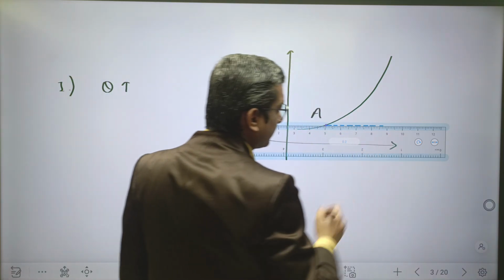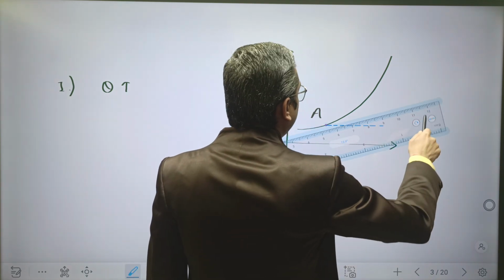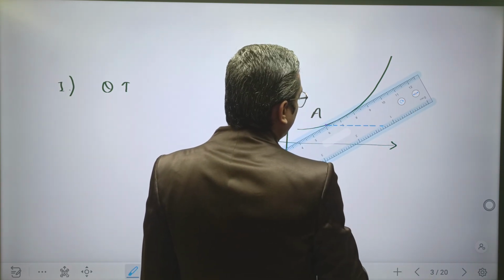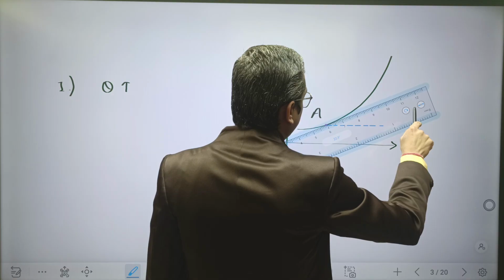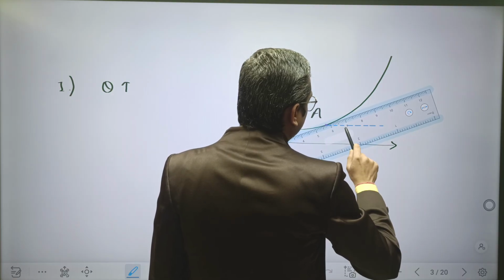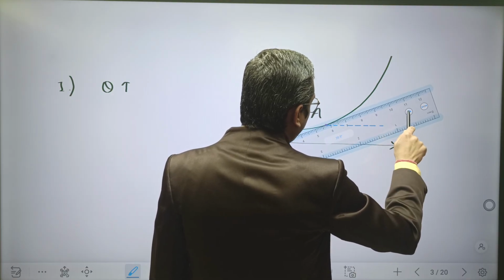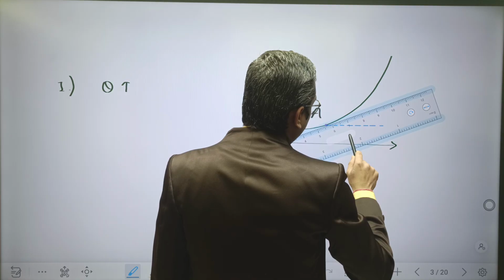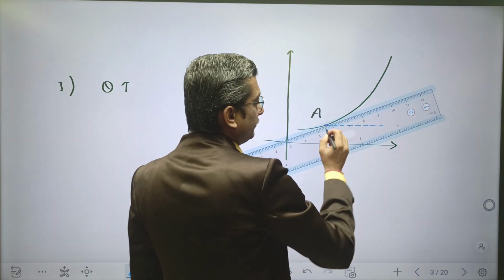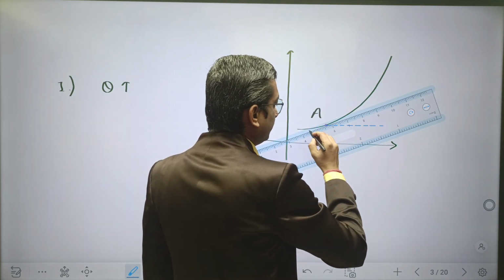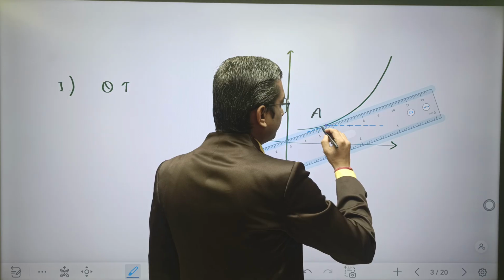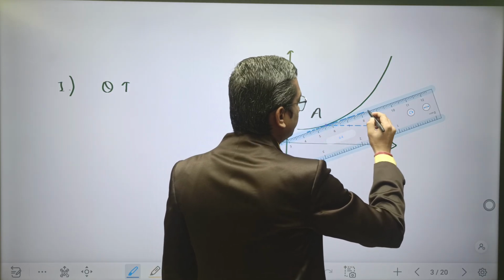So this line is parallel to the x-axis, and for taking theta, we have to draw a tangent. And as you know, what is a tangent? A tangent is any line that passes through a single point on the curve. Suppose I am drawing a tangent here at this point A. So this is a tangent, dear students.